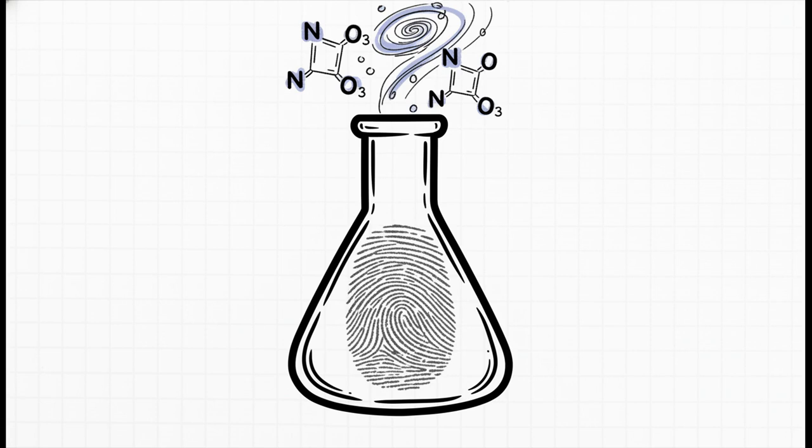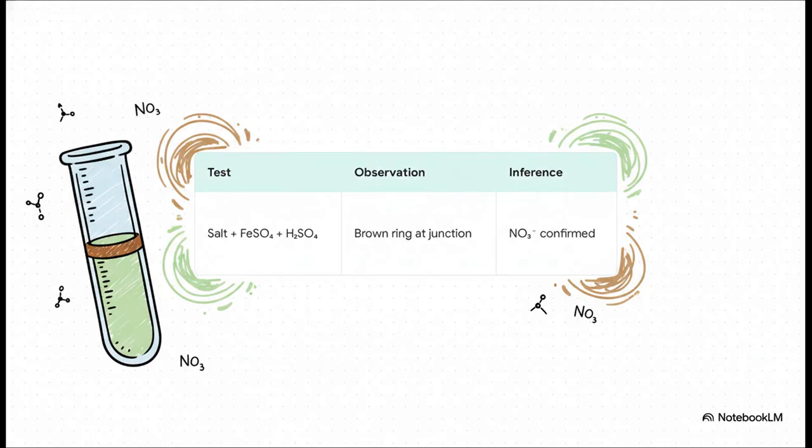Let's bring in one more high-profile suspect, the nitrate ion. Its confirmatory test is probably one of the most famous in all of chemistry, mainly because the result is just so unique. It's like a chemical signature. And this is the famous brown ring test.